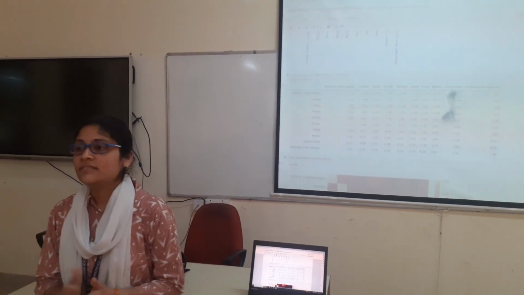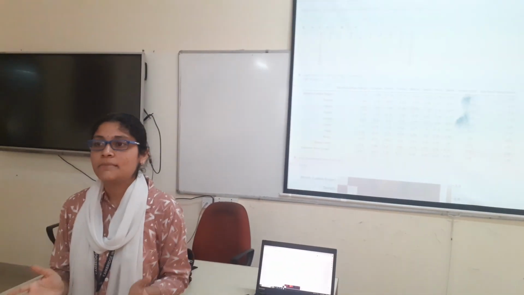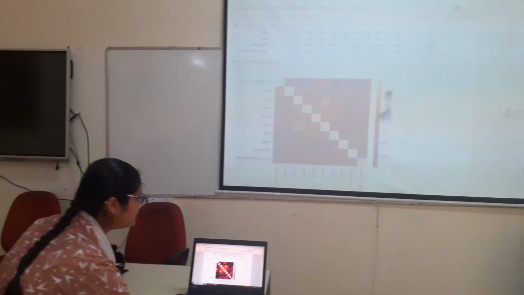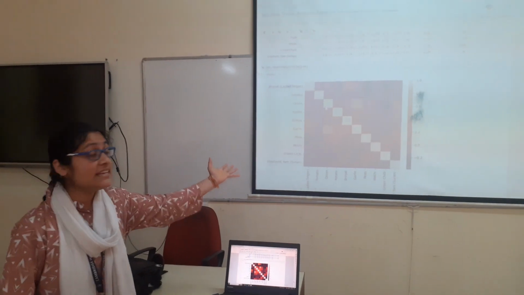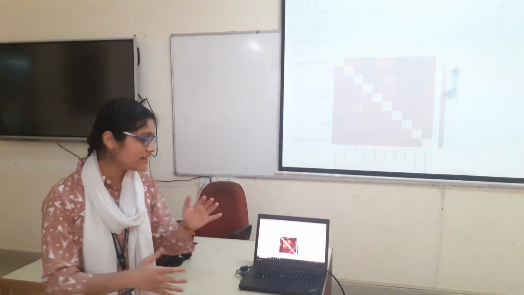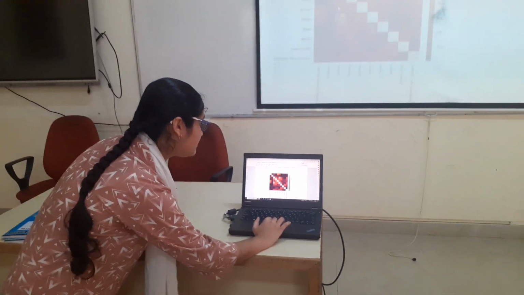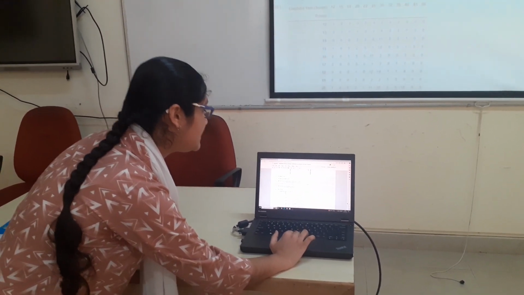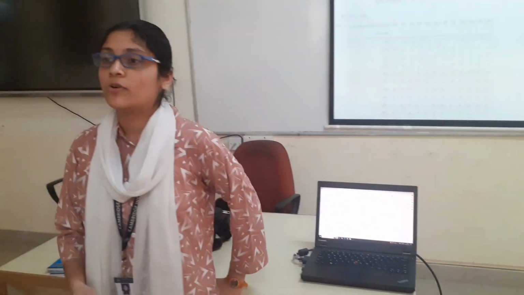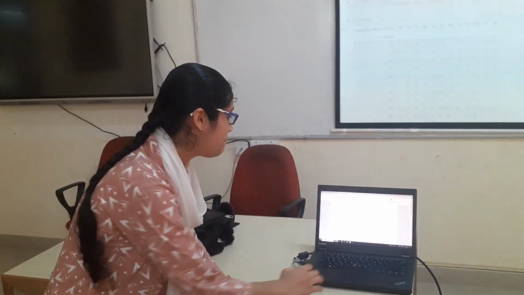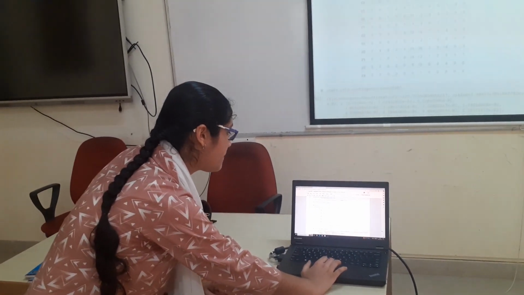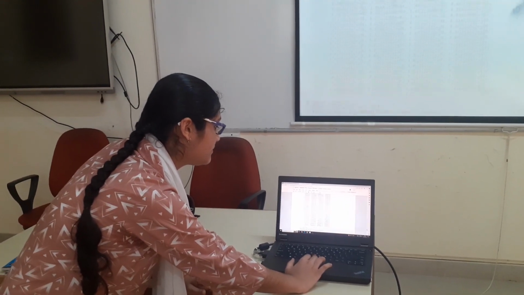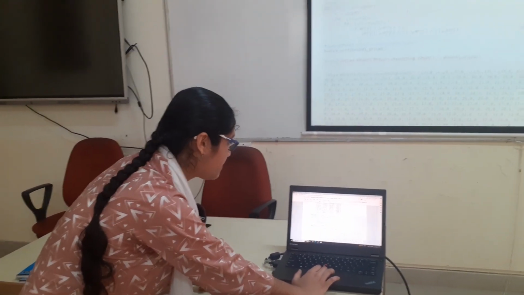What if it is positive? It means both also increase simultaneously. It is directly proportional. So next we have the heat map. From the heat map, we are easily able to analyze the differences with the colors. Next, in order to do the statistical test, I have imported the SciPy module. Then I have done the t-test. These are some of the outputs.